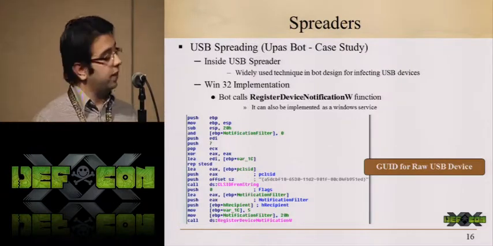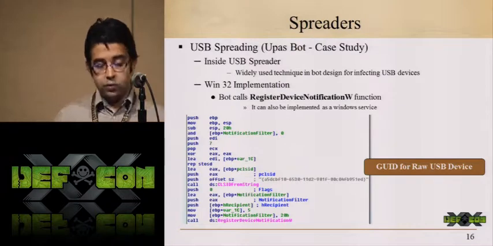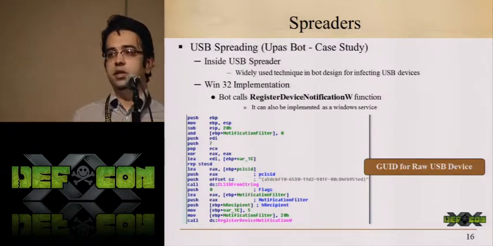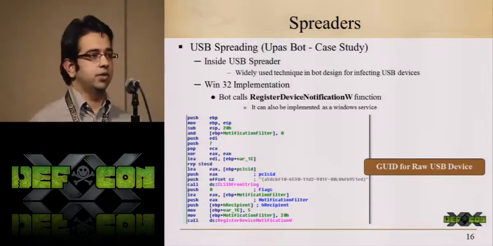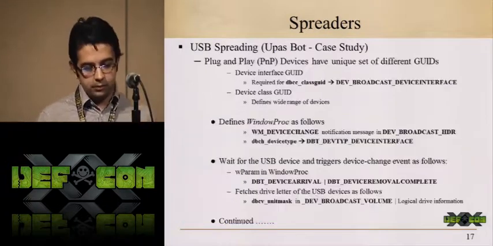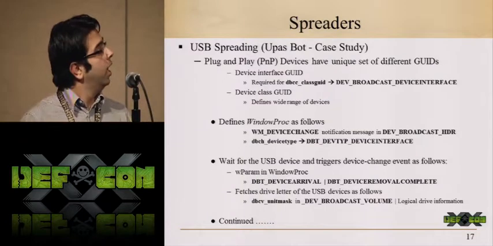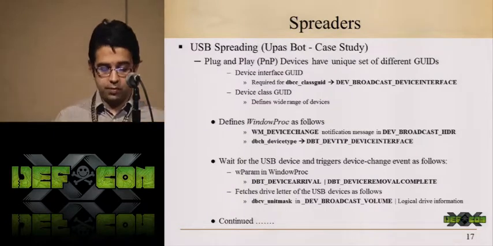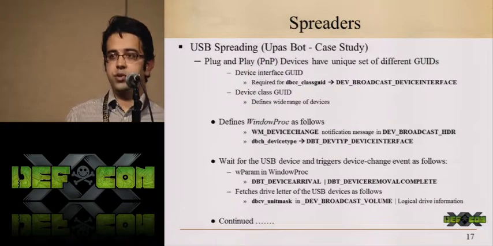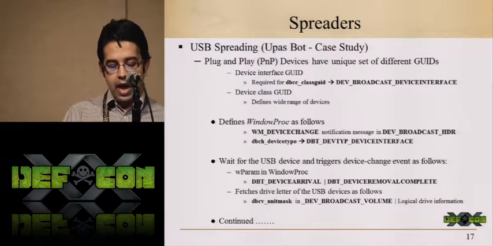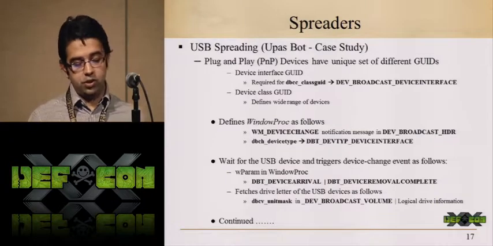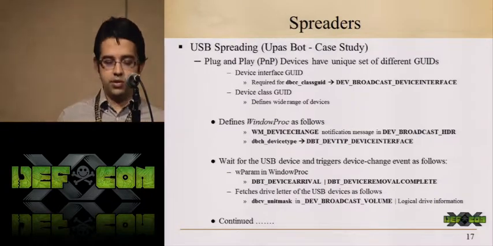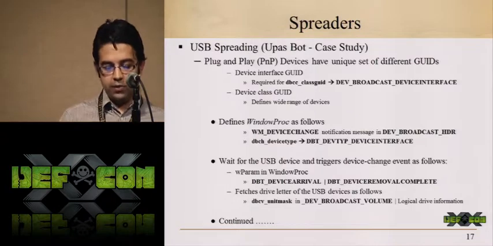Then further down is the RegisterDeviceNotification function, which will notify that some device has been inserted into the system, and it gives window messages to the system. In the USB spreading mechanism, the bot has to write a USB monitoring module. It creates a WindowProc, a built-in Windows API call, and then looks for the Windows message device change notification, which is delivered via the device broadcast header. Again, it looks for different kinds of interfaces.